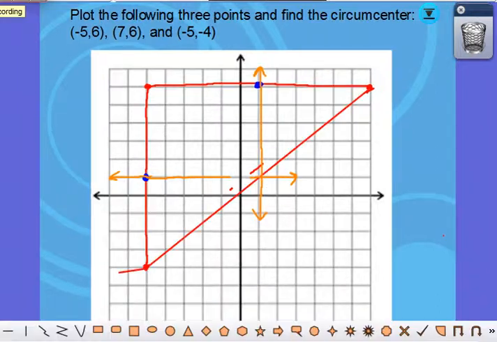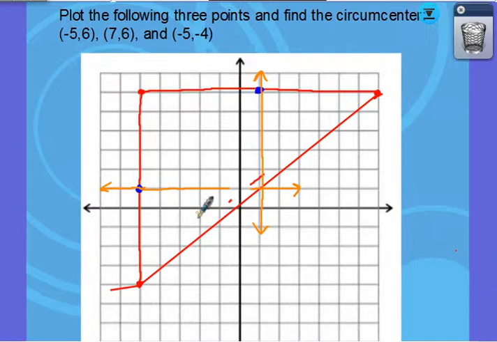So here we go. The actual midpoint of that last one I just drew, if you take, this is -5, -4, and this is 7, 6. Add the x's, you get 2 divided by 2 is 1. Add the y's, you get 2 divided by 2 is 1. 1, 1 is the midpoint right there. Let me do it in blue since I did the other ones in blue.